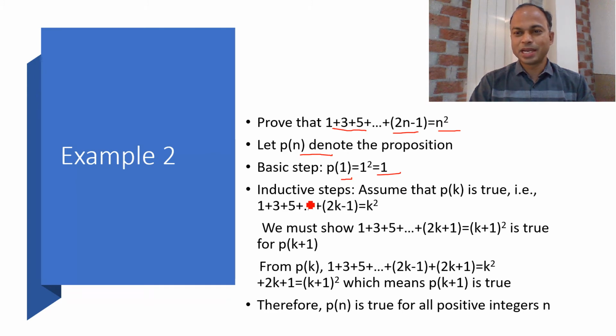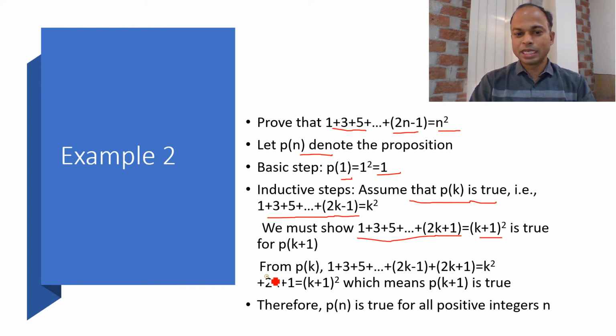After it, we are applying the inductive step. In the inductive step, we take that this is true for Pk. If we write n equals k, then it will convert to 1 plus 3 plus 5 up to 2k minus 1 equals k square. After it, we have to prove for k plus 1. So we have to demonstrate 1 plus 3 plus 5 up to 2k plus 1 equals k plus 1 square. We have to prove it.